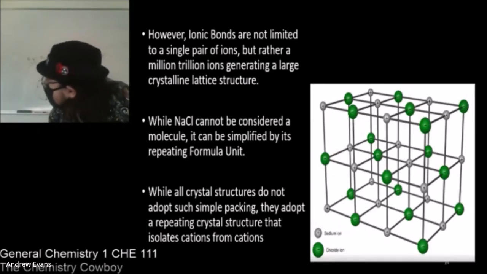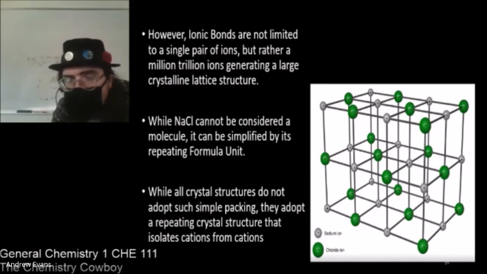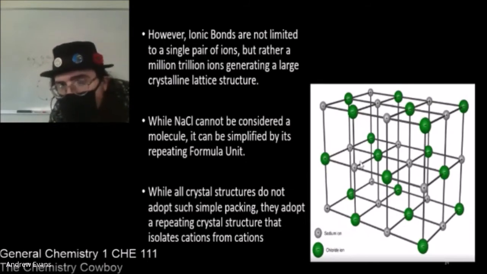So I want you to look. Each green is the chlorine. Each white is the sodium. We look here, the sodium here is surrounded on all 6 sides by chlorine: chlorine, chlorine, front and back, left and right, down and up. Each chlorine is surrounded by a sodium, left and right, front and back, down and up.